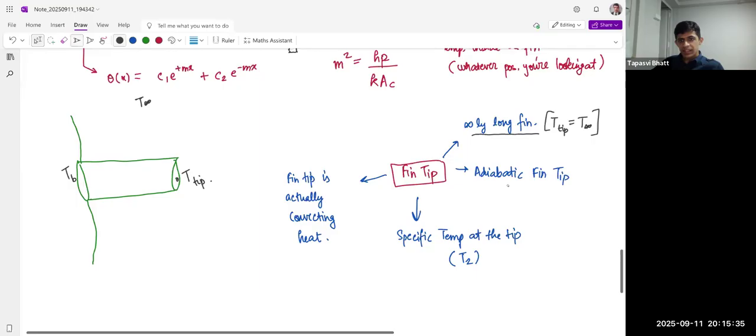What happens in the case of an adiabatic fin tip? What is adiabatic? Adiabatic means there is no heat transfer taking place through the tip.